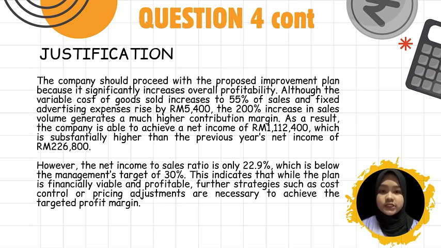So the company should just proceed with the proposed improvement plan because it significantly increases profitability. Although the variable cost of goods sold increases to 55% of sales and fixed advertising expenses rise by 504,000 ringgit Malaysia, the 200% increase in sales volume generates a much higher contribution margin.